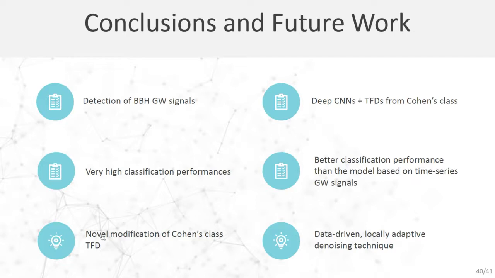Two of them are given here. The first one, on which we are working, is development of a novel modification of TFD from Cohen's class, which should be more robust to noise and interferences, and then applying this developed method to this procedure of detecting gravitational wave signals. And the second one is to apply a data-driven locally adaptive denoising technique to this data prior to the detection procedure to see whether it can achieve higher classification than now.